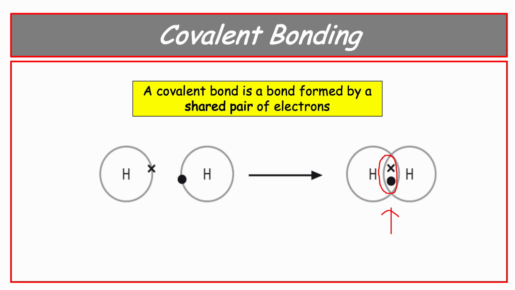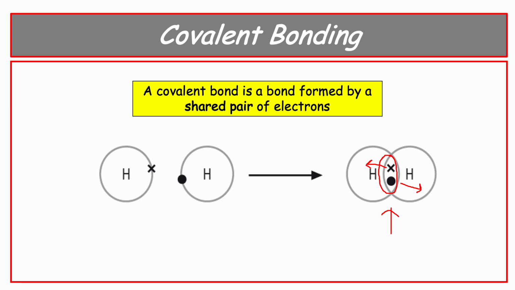One has come from this hydrogen, and the other electron has come from that hydrogen. They are not losing electrons, nor are they gaining them. They are instead sharing them. So now, instead of both atoms only having 1 electron in that first shell, they now have access to 2 electrons. And if you think back to electron configuration, 2 electrons in the first shell means it's full. So these atoms are now stable. That's what a covalent bond is. They are formed by a shared pair of electrons.